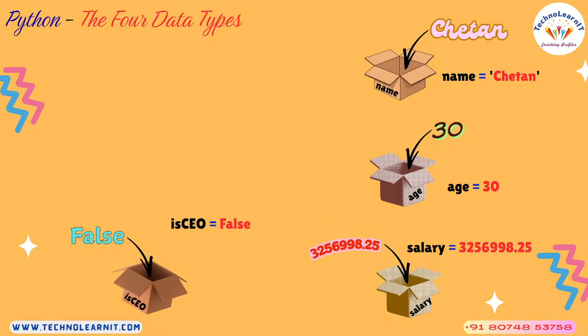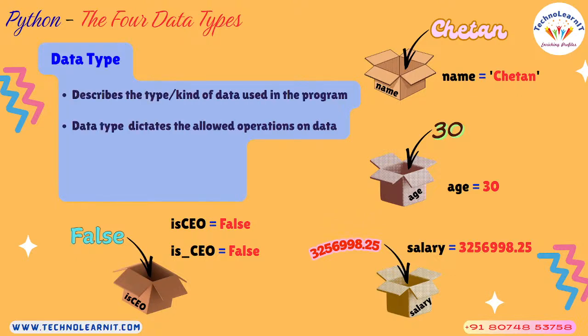Programmatically, if you want to write it, you have to write is CEO is equal to false. But if you want to use snake case, you have to use is underscore CEO is equal to false. Both are fine. So what does a data type really represent? Data type describes the type of data that is used in the program. So Chetan is one type of data because it is a string. 30 is a different type of data. It is an integer. 3256998.25 is another type of data. It is a float. False is a Boolean. So a data type describes the type of data that you are going to use in the program.